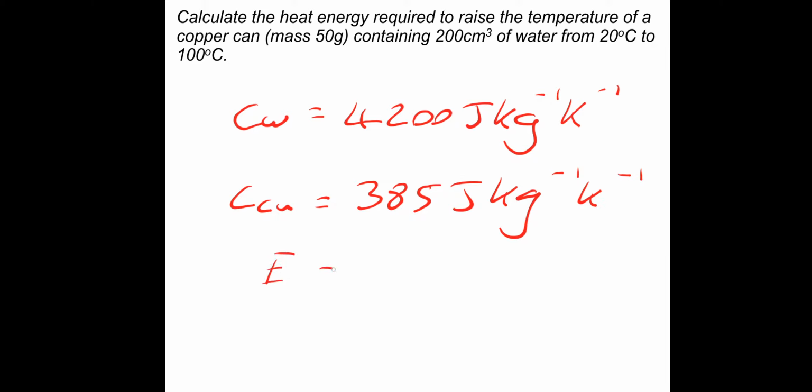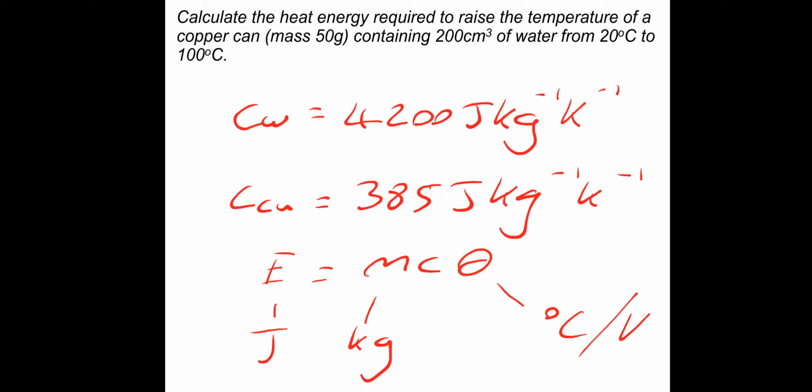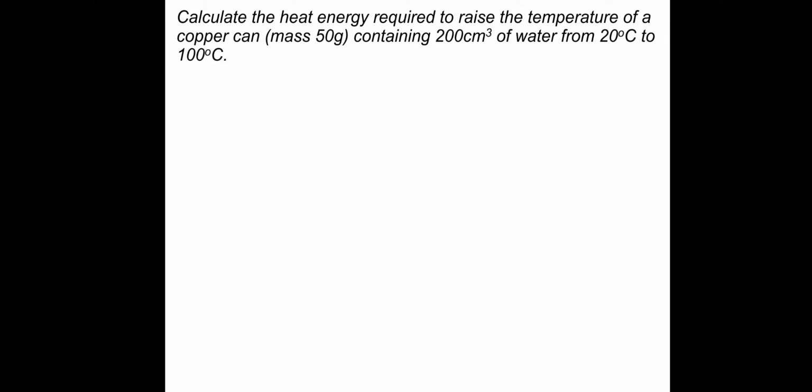And then the equation is mc theta. Energy is in joules, mass in kilograms, specific heat capacity in joules per kilogram per Kelvin. Change in temperature is obviously degrees Celsius or Kelvin. So you want to make sure you've got that. Then I want you to pause and have a go at this question.